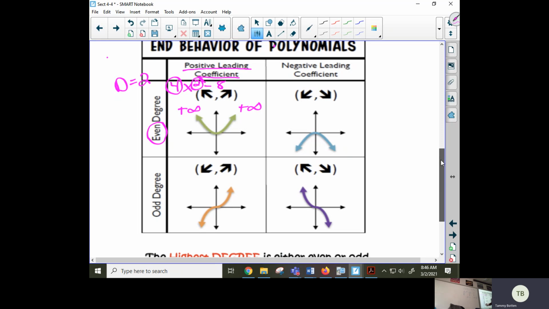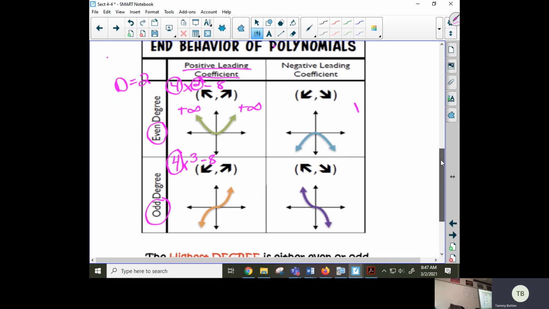Now, if we go down here to an odd degree, we could make that just 4x cubed minus 8, let's say. We still have that positive leading coefficient, but now we have an odd degree. The positive leading coefficient tells us what we do on the right side. If it's positive, it keeps getting bigger and bigger. If it's odd, the 2 sides do the opposite. So if it's going up on the right, it's going down on the left.